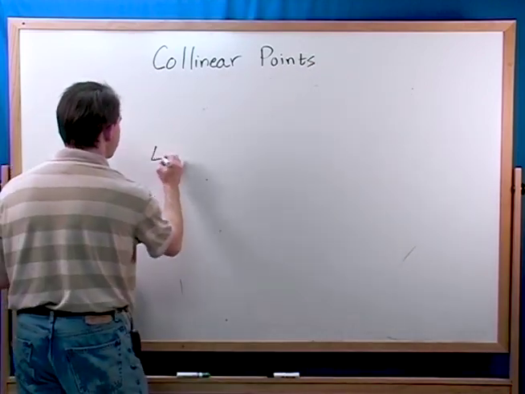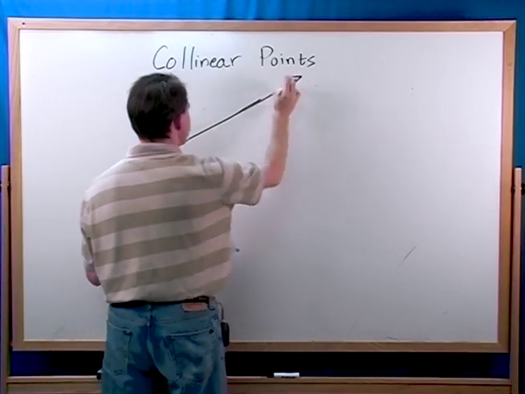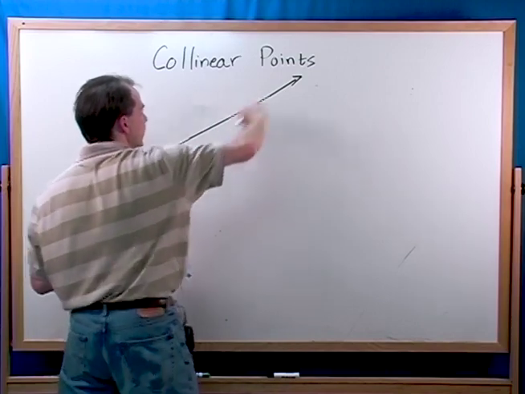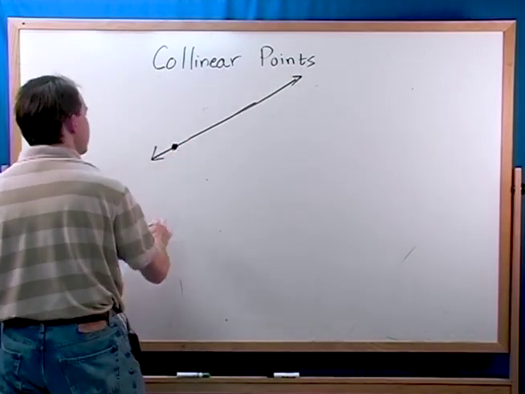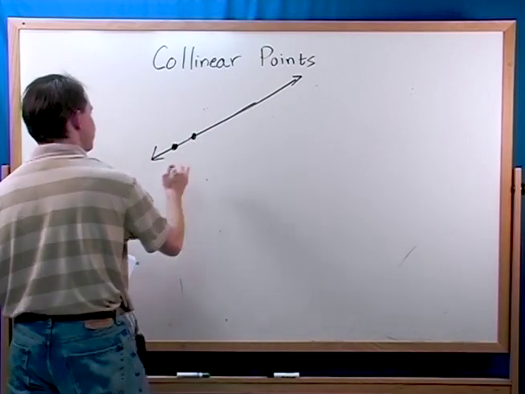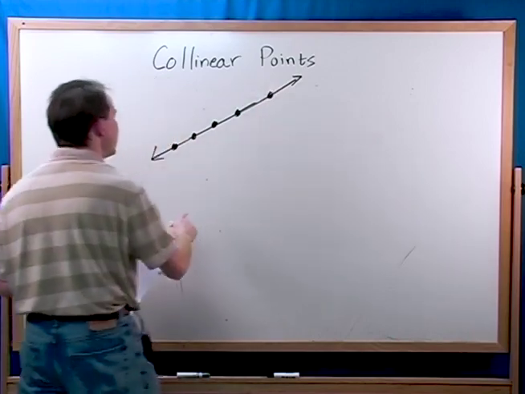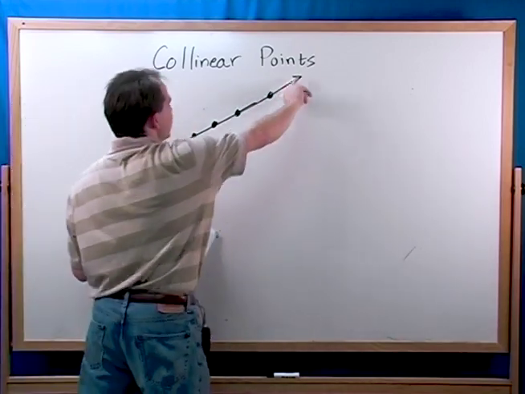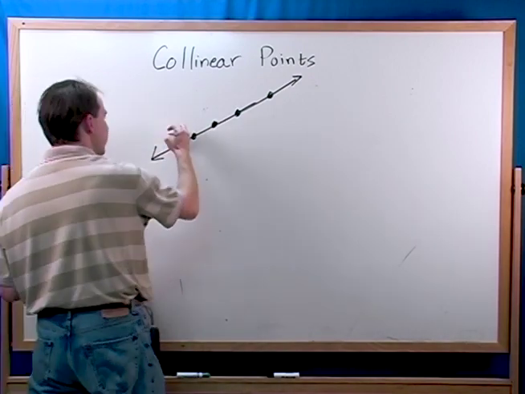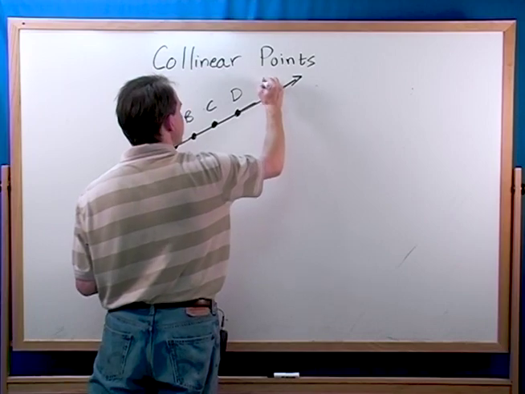So if I have some line here, some random line that goes on and on in these two directions, this way and this way, then this point is collinear with this point, which is collinear with this point, and this point. So there's an infinite number of collinear points because we already said the line has an infinite number of points. This is collinear with the next one, and the next one, and the next one.